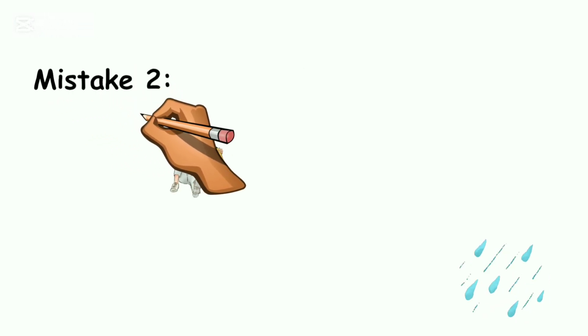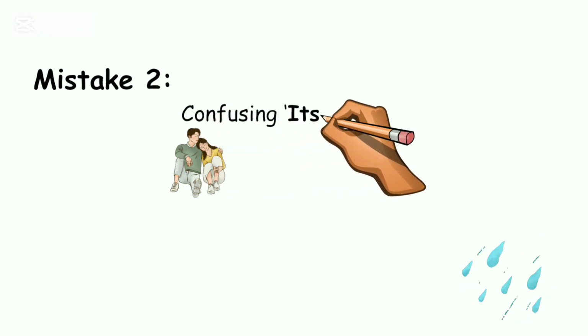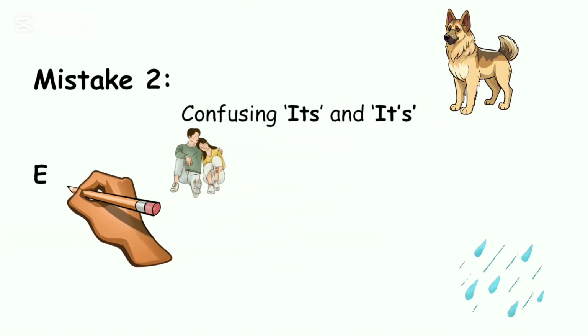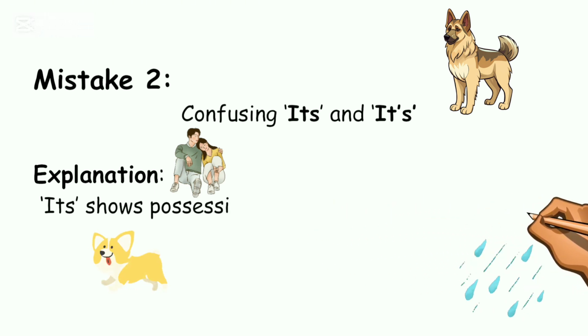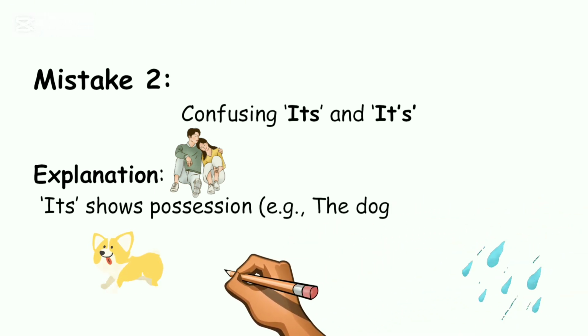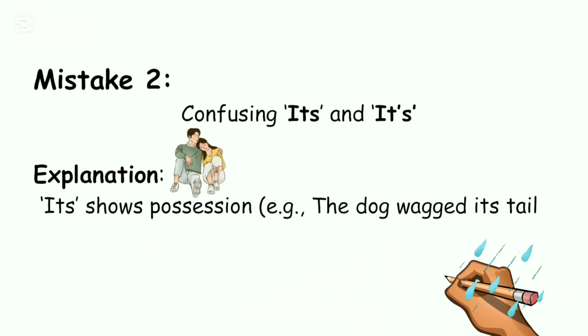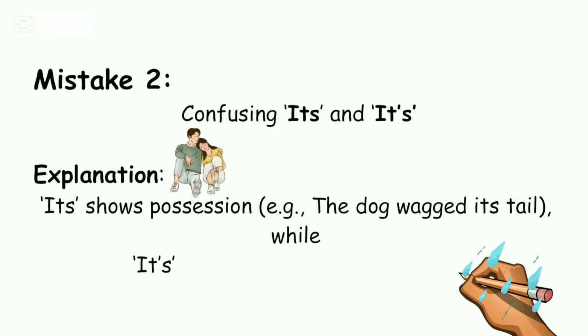Next, we have its versus it's. Its without an apostrophe shows possession. Like the dog wagged its tail. It's with an apostrophe is short for it is, as in, it's a beautiful day. Just remember, if you can substitute it is, use the apostrophe.